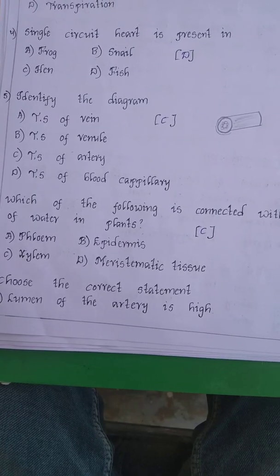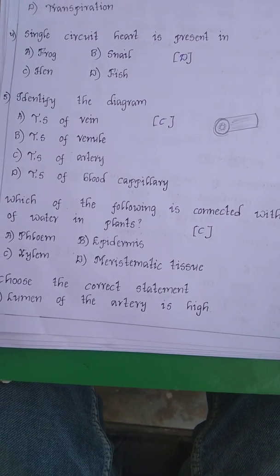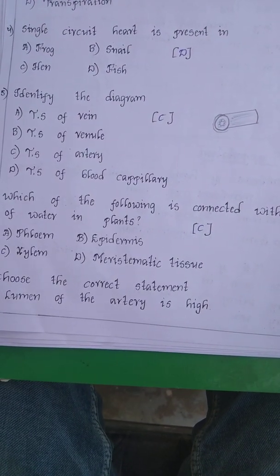Next, single circuit heart is present in frog, snail, hen, fish.